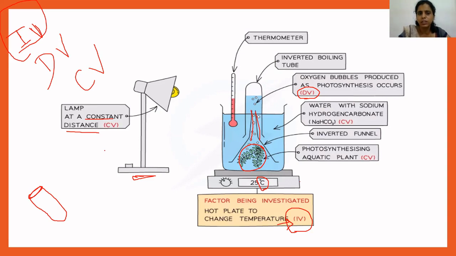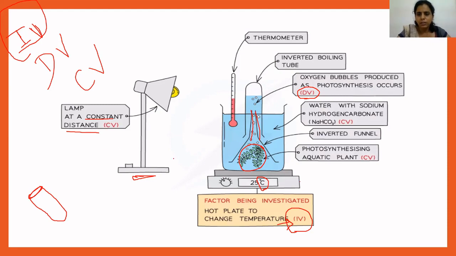This is very important, the type of light, because plants perform photosynthesis at particular wavelengths, that is 680 nanometers to 700 nanometers. Some plants use 680 nanometers and some plants use 700 nanometers. So the same type of light has to be provided at each temperature.